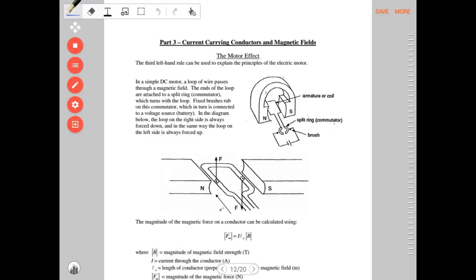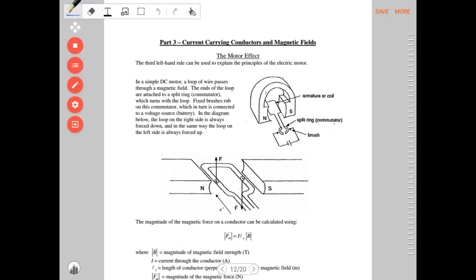The ends of the loop are attached to something called a split ring or a commutator, which turns with the loop. Fixed brushes rub this commutator, which in turn is connected to a voltage source or a battery. In the diagram below, the loop on the right side is always forced down, and in the same way, the loop on the left side is always forced up.